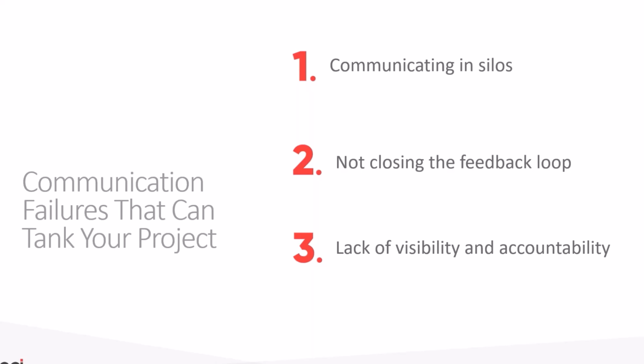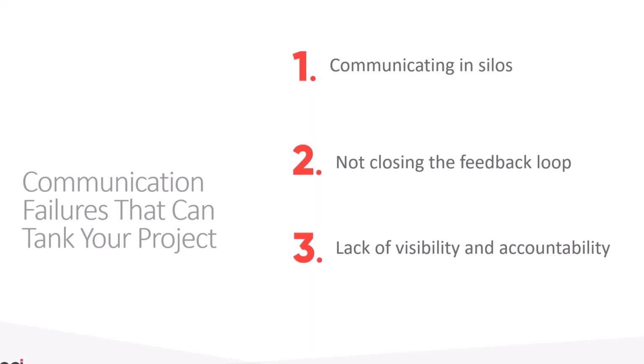Some of the feedback we have gotten is that the top 3 reasons why communication failures can happen and be a problem for your projects are, first, you're communicating in silos. That means somebody in one part of the organization that had something to do with the project agreed upon or said something or moved forward with a decision, and maybe that was not fully communicated to the rest of the organization. That's what we mean by communicating in silos. Second, not closing the feedback loop.